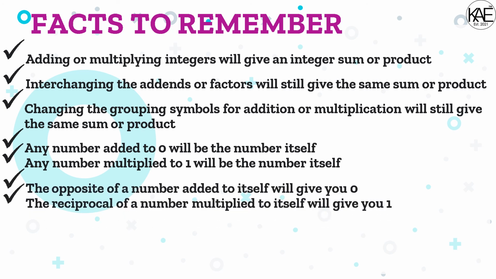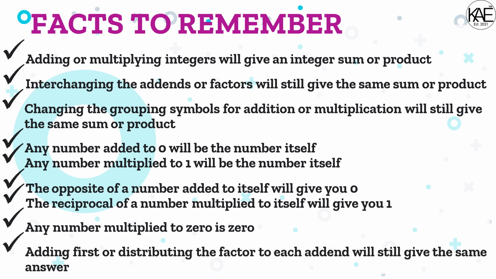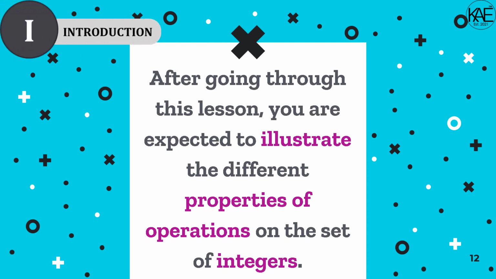The opposite of a number added to itself will give you 0. The reciprocal of a number multiplied by itself will give you 1. Any number multiplied by 0 is 0. And lastly, adding first or distributing the factor to each addend will still give the same answer. Now, we are done illustrating the different properties of operations on the set of integers.